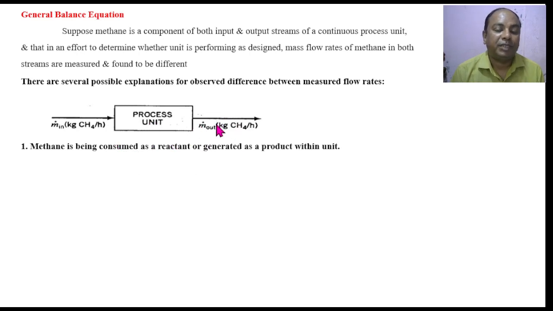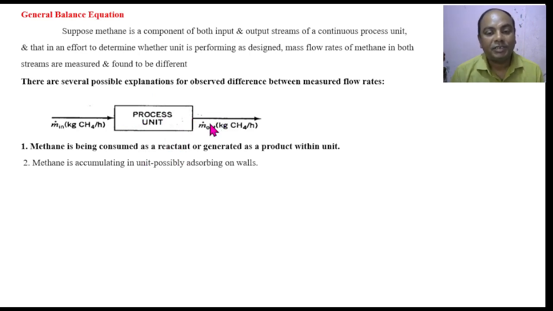why the amount of methane that is leaving the process unit is more or less. So this could be the reason we could justify over here. The next one is that suppose the amount of methane coming out is less, then we would say that the methane may be accumulating in the process unit or absorbing on the walls of the process unit. And that is why the methane quantity that is coming out as output is less. So this is another reason we can specify over here.